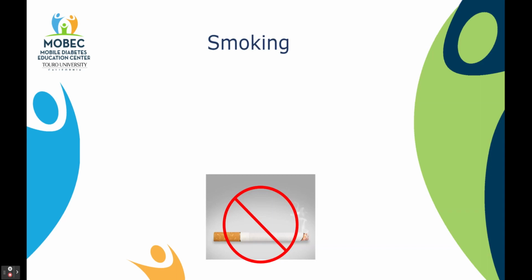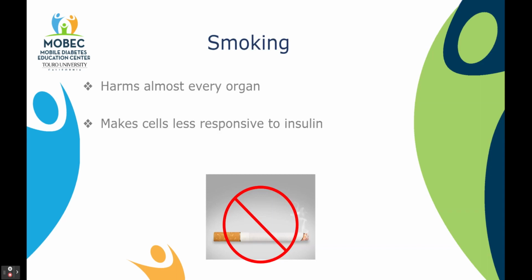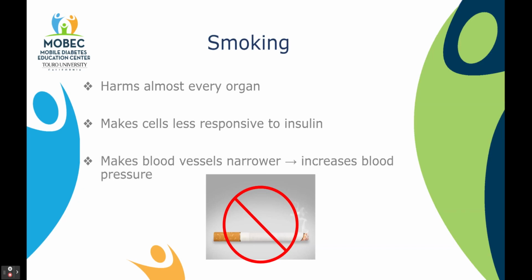Smoking harms nearly every organ in our body. In people with diabetes, it can make cells less responsive to insulin. It causes inflammation and damages blood vessels. This means that smoking increases all of the complications we just talked about. Nicotine in tobacco products also increases blood pressure by making blood vessels narrower.